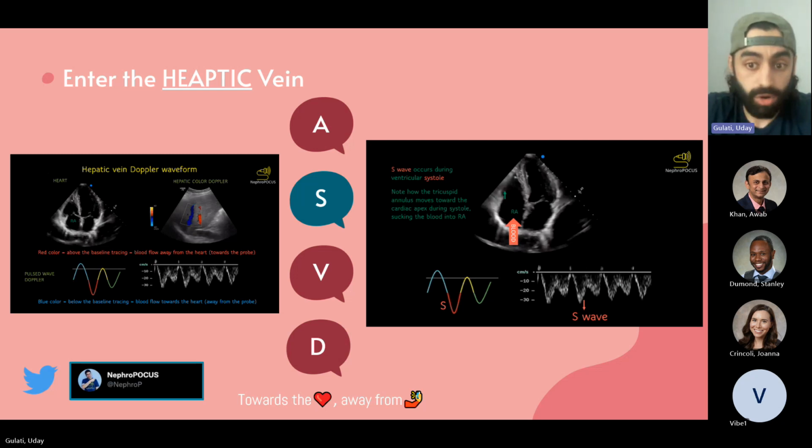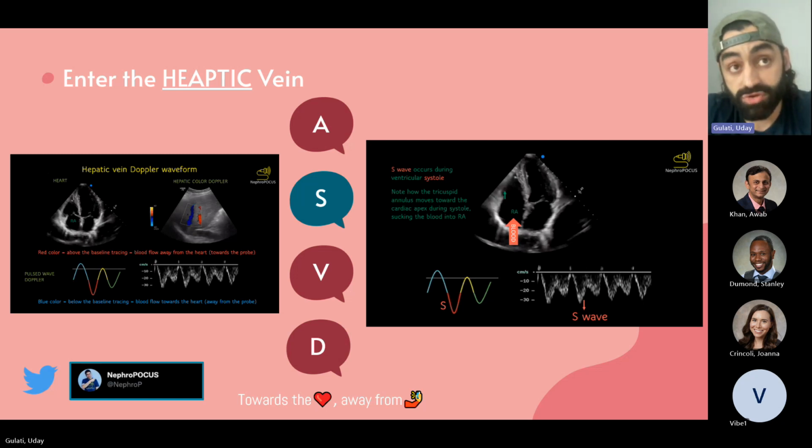And what you should see in a normal patient is that with atrial contractions, you should see backwards flow into your hepatic vein when that atrium contracts. That's normal. And the color flow should be going away from the probe, and that's what that S wave is. So it should be going towards the heart, right?